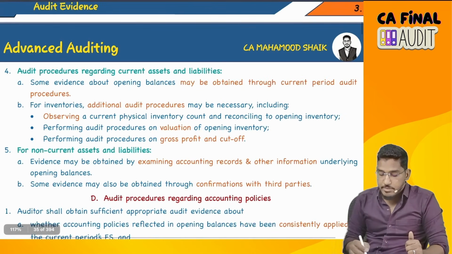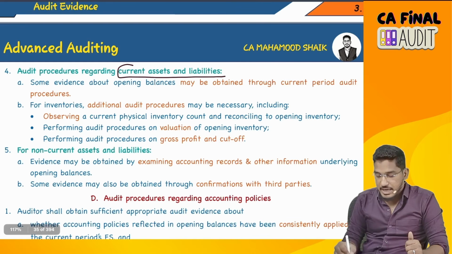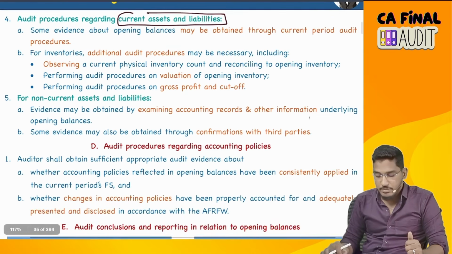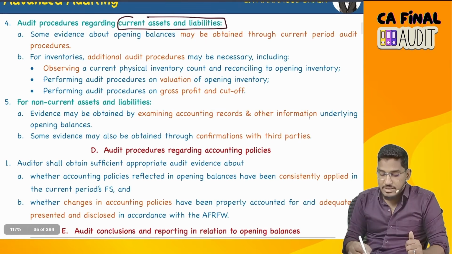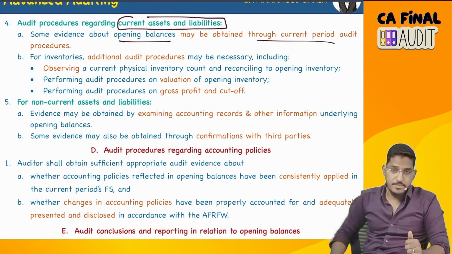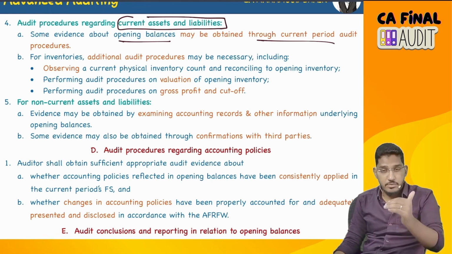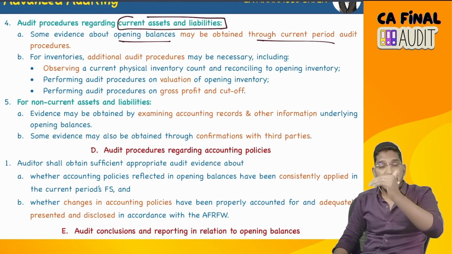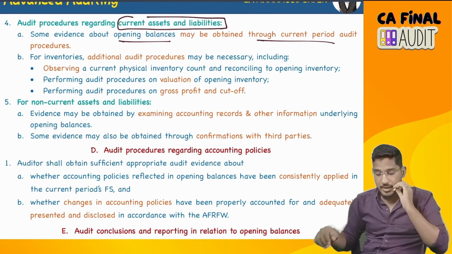Then they say audit procedures regarding current assets and liabilities. Regarding current assets and liabilities, what procedures do you have to perform? Sometimes some evidence about opening balances may be obtained through current period audit procedures. As I have told, sometimes you perform audit procedures on the current year transactions, but that will give you audit evidence regarding opening balances.